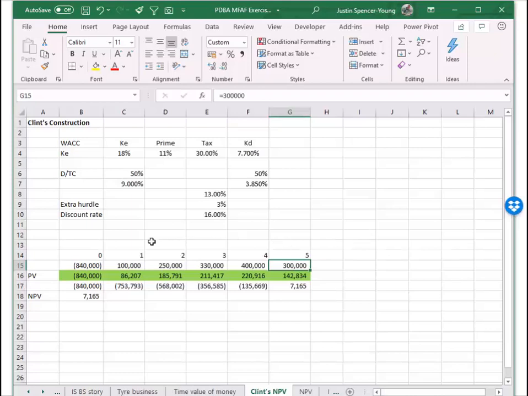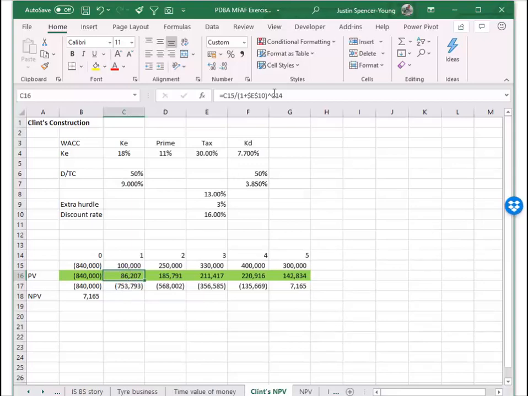Then I want to use my present value formula, and you can see I've used that up here. I've said take C15, which is the 100,000, divided by 1 plus the discount rate, that's the 16%, to the power of 1 year. And that 100,000 then becomes worth 86,207. The alternative is you could have gone to the tables, seen if there's a 16% in the table, got a discount factor for 16%, and multiplied the 100,000 by a discount factor in order to get the present value. That would have got us to pretty much the same answer.